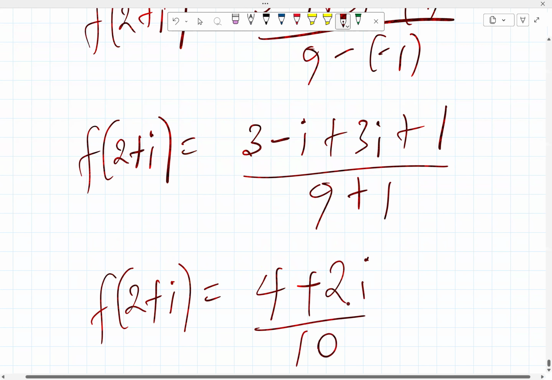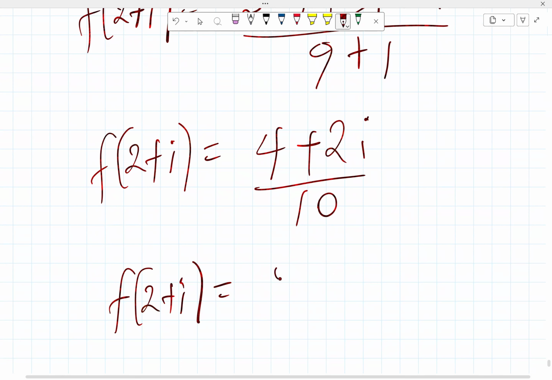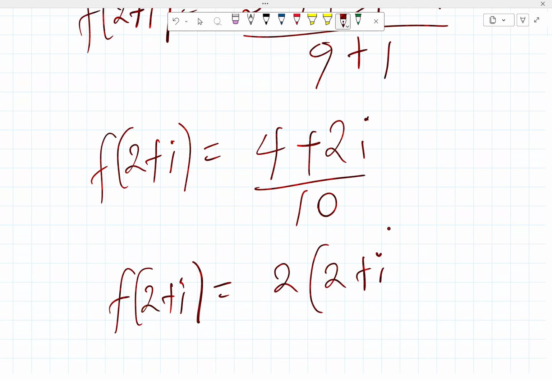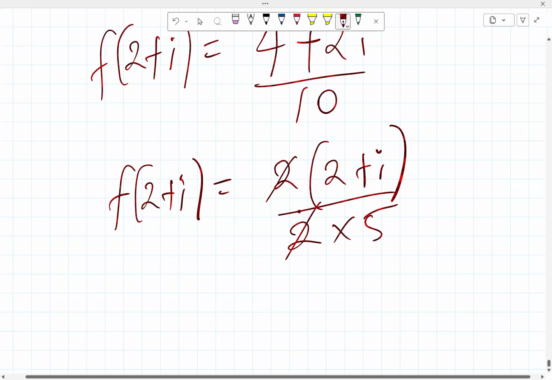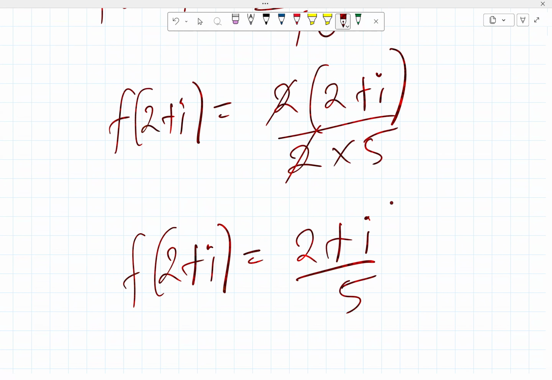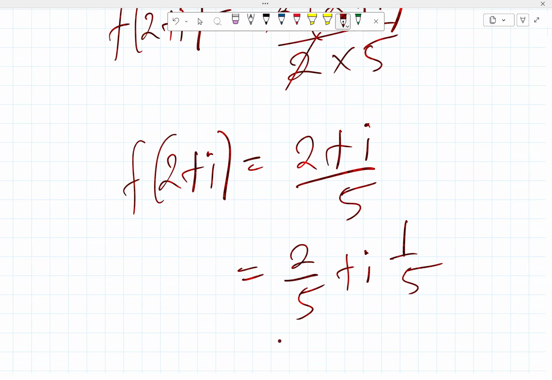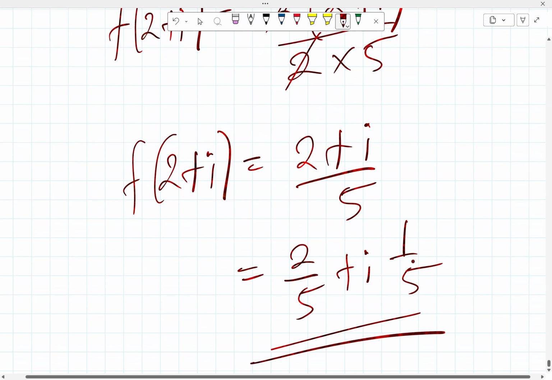9 plus 1 is 10. So 9 plus 1, i plus 1 is 10. Of course, another thing I see here is that f of 2 plus i is the same thing as 2 into 2 plus i all over 2 times 5. So 2 cancels out, and then we have f of 2 plus i equal to 2 plus i all over 5. So we can split that up, and then we have 2 over 5 plus i 1 over 5. And that's the image.